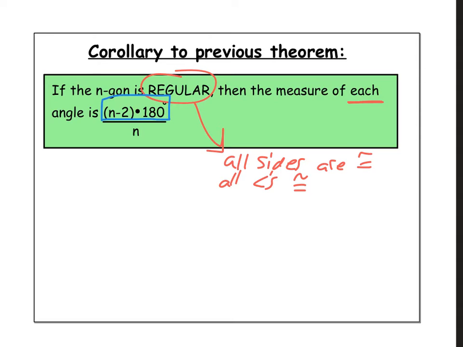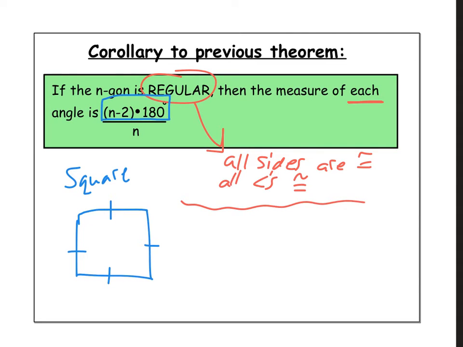So for example, let's just say we have a square. Okay, and let's say those are all equal to each other. Just to see a quick visual here. And let's say we didn't know what the angle measures were for whatever reason. So we know that in this case, n is 4, right? There are 4 sides and 4 angles. So what this little corollary tells us is that each angle is going to equal (n minus 2) times 180 over n, which is 4.